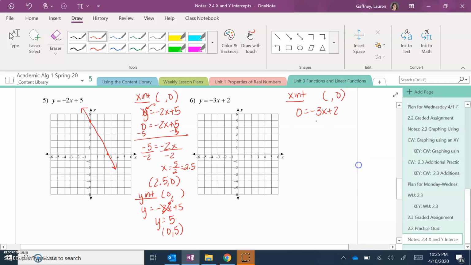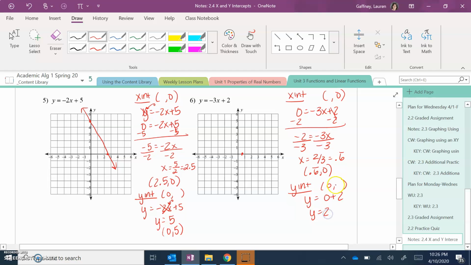Okay, so let y be 0, and now let's solve. Subtract 2. Divide by -3. This is actually going to be a positive 2/3, which as a decimal is about 0.6 repeating. Once again, just estimate. Somewhere between 0 and 1, a little bit closer to 1. Don't go crazy estimating. So 0.6 repeating, comma 0. And then for the y-intercept, we are going to let the x value be 0, which is just going to leave us with y equals 2. So connect those, and you are good to go.